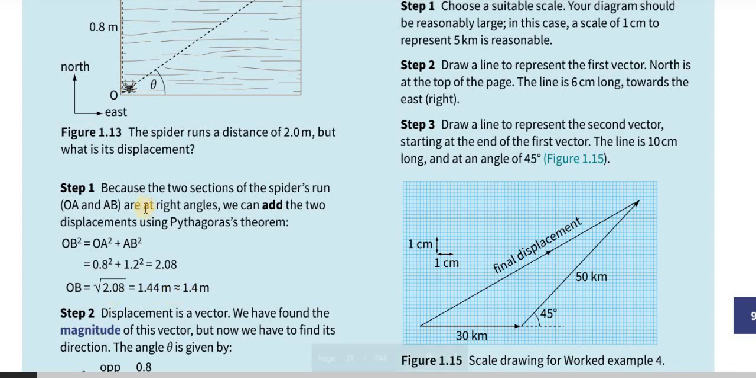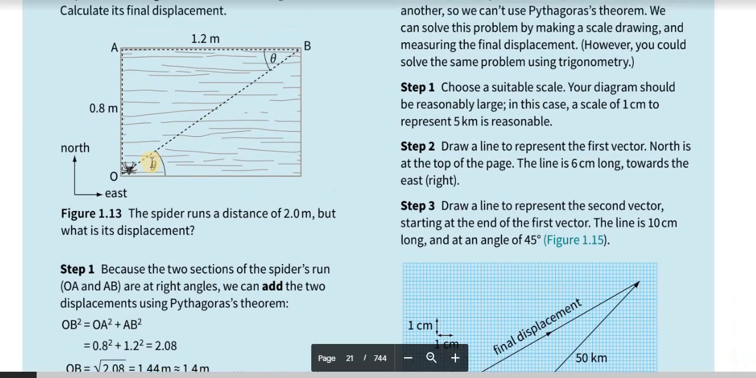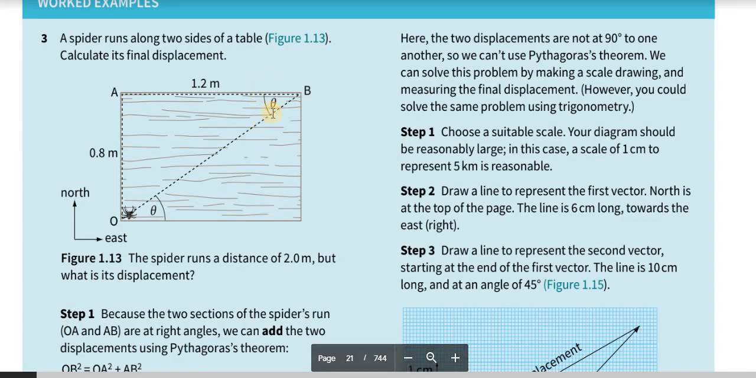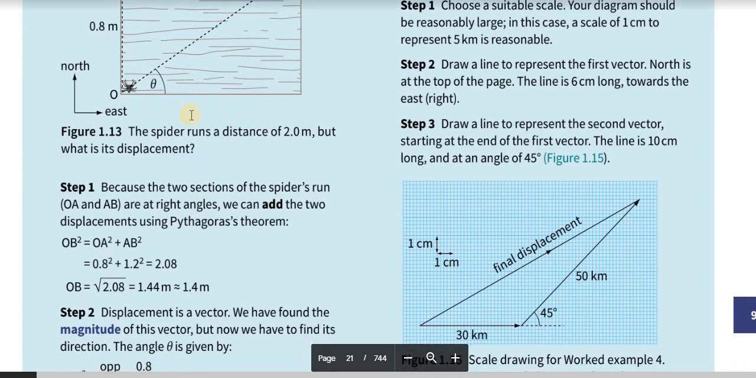Now this is the magnitude of displacement. Displacement is a vector quantity, so you need to get both the magnitude and the direction. Okay, so we got the magnitude, but we need to also get the direction. So what we can do is find this angle. Now you know this angle is equal to this angle because they are alternate angles. So if you consider this triangle, this angle theta is opposite over adjacent, which is 0.8 divided by 1.2.